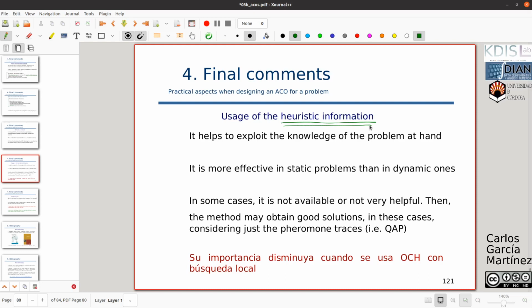The heuristic information is not helpful in all problems. There are some problems, such as this one I have not commented on to you, where introducing some kind of heuristic information is not helpful. In any case, you can apply ant colony optimization without any kind of heuristic information.